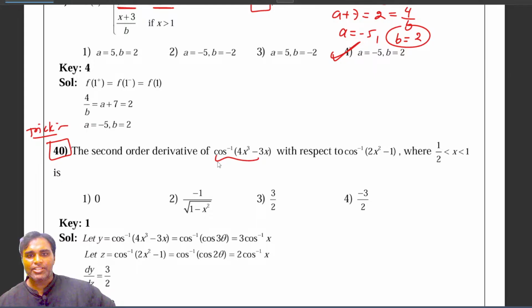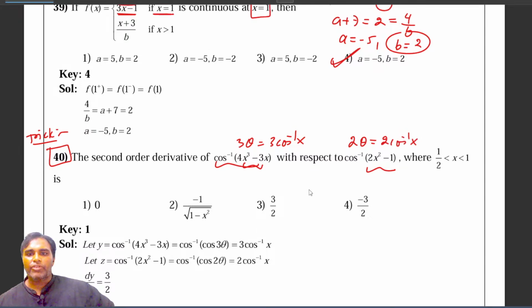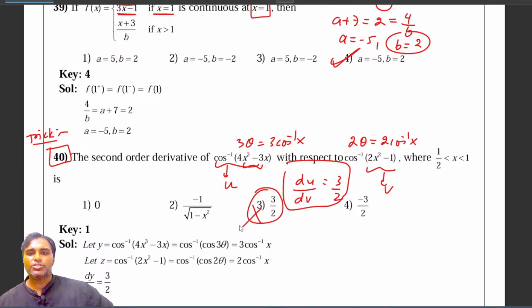We know that this is cos inverse, this is the cos 3 theta formula. So this will come as 3 theta, this will become 3 cos inverse x. And we also know that this is the cos 2 theta formula, so it will become 2 theta, it will become 2 cos inverse x. When we do the first derivative, du by dv, where I consider this as u and this as v, we'll get the answer as 3 by 2.